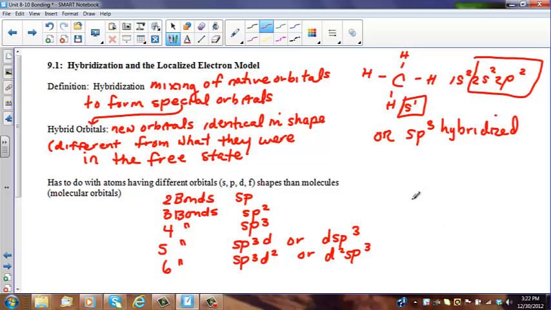If you have, like, CO2 and you have a double bond, okay, this double bond counts as 1. This counts as 1 as well. So this is just sp. So double and triple bonds count as 1 when you're doing it.